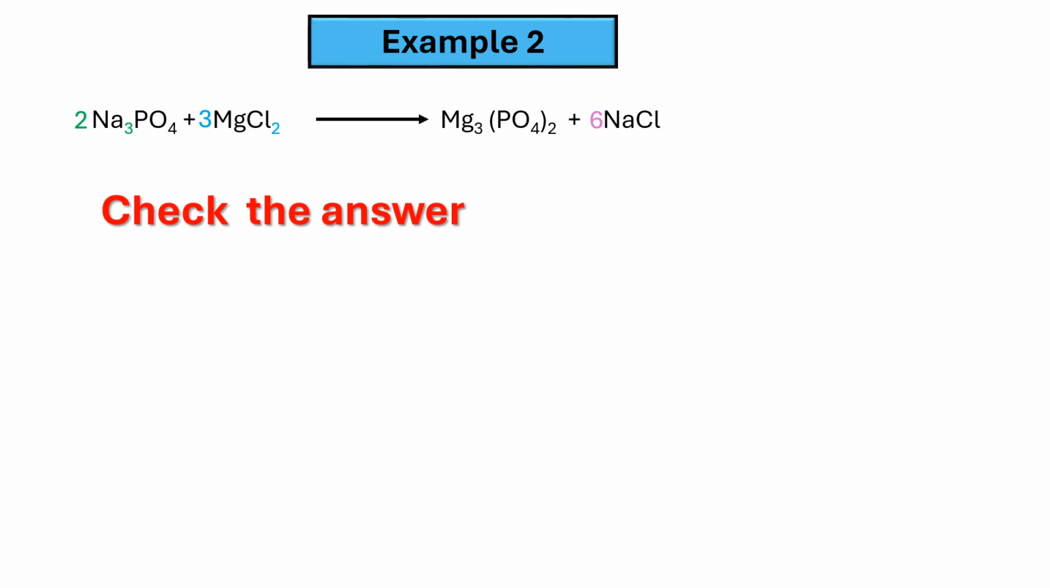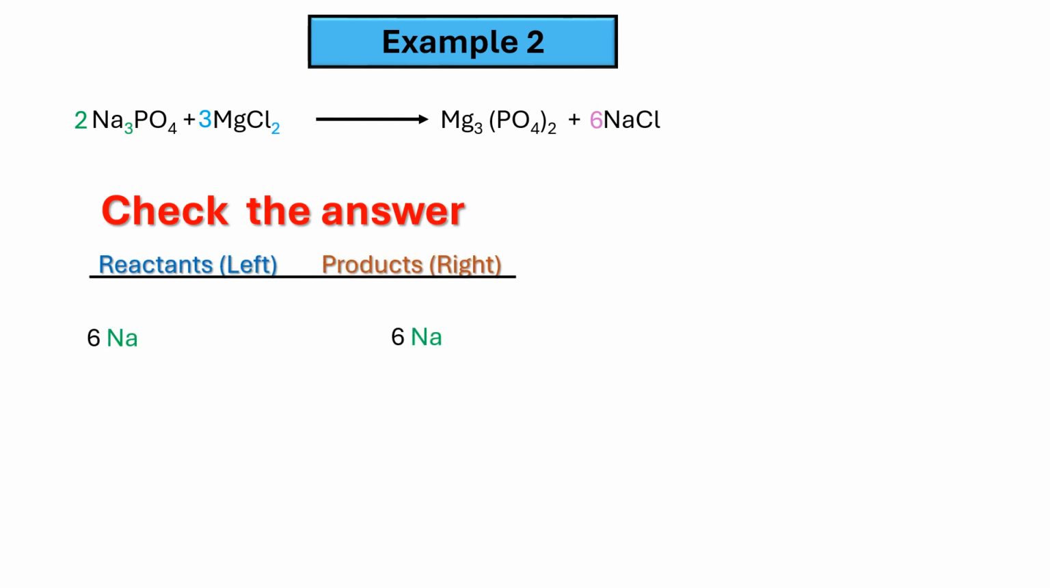Let's check our answer. 6 sodium on the left, 6 sodium on the right, 2 phosphate on the left, 2 phosphate on the right, 3 magnesium on the left, 3 magnesium on the right, 6 chlorine on the left, 6 chlorine on the right. So everything looks to be balanced. So we are done.